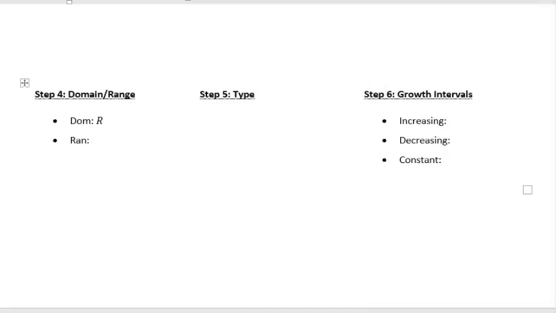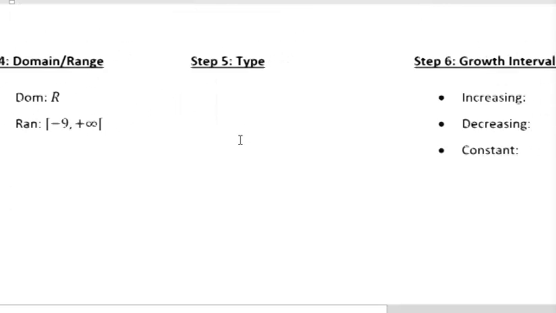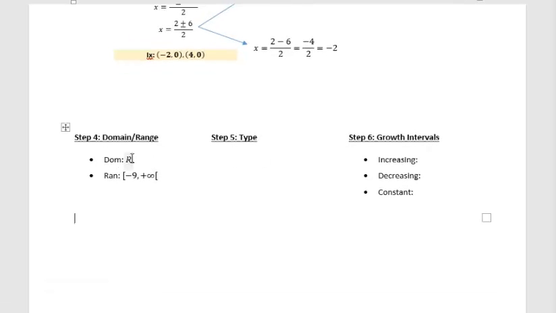So the range in this case will be from -9 to +infinity. And that's how you should write it. Okay, -9 closed and +infinity open, because we always leave the +infinity open. Okay, that will be step 4. The domain will be R, the range will be from -9 to +infinity.